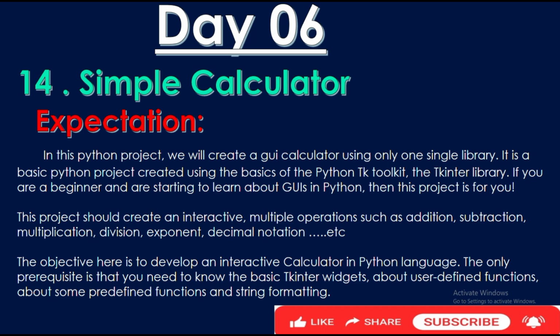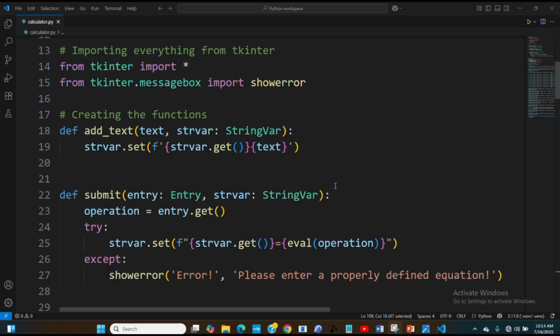Let's try to build this project. The structure of this particular program, we have broken it down into 5 sections for easy understanding. The first thing is that we have to make sure that all the necessary libraries are imported. The second thing is defining a master window and creating the top portion of that calculator.